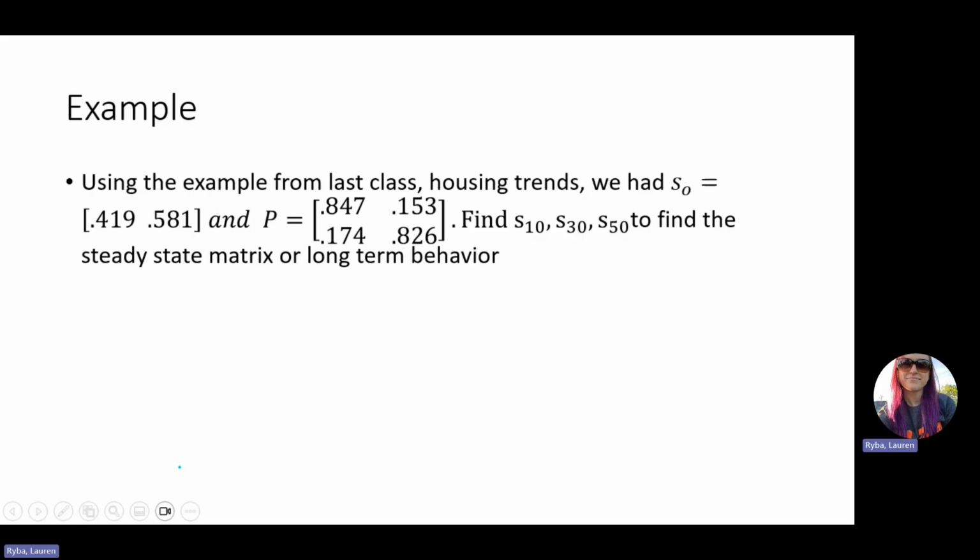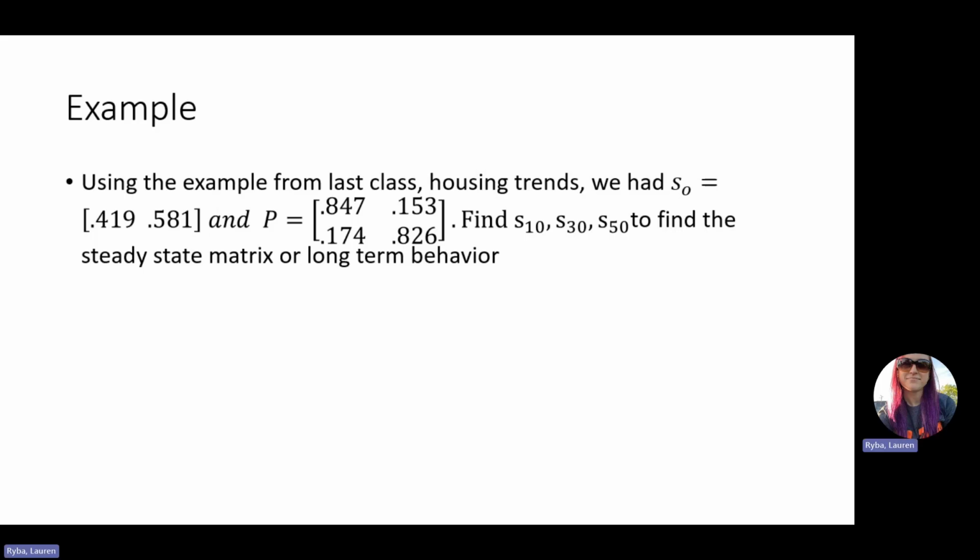This was one of the examples that we did towards the end of class last time, and it was the housing trends. I want to say it was in Washington, D.C. We started with 0.419. I want to say it was homeowners, and then 0.581 was the renters, if I'm not mistaken. And then we had our transition matrix. So this one says, find S10, find S30, find S50 to see if we can determine what the steady state matrix is or the long-term behavior.